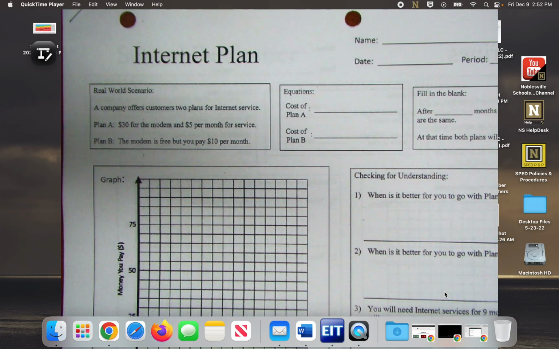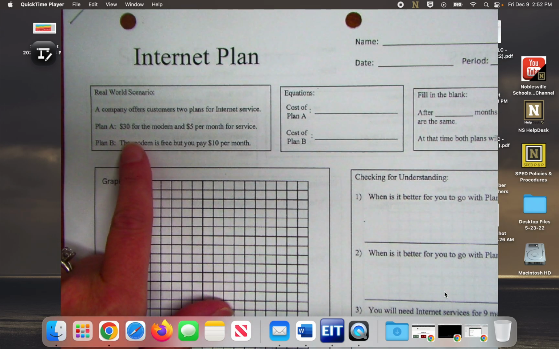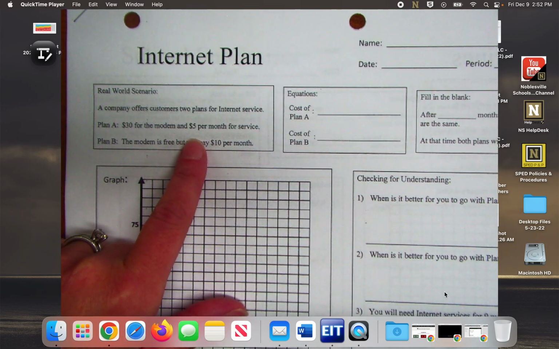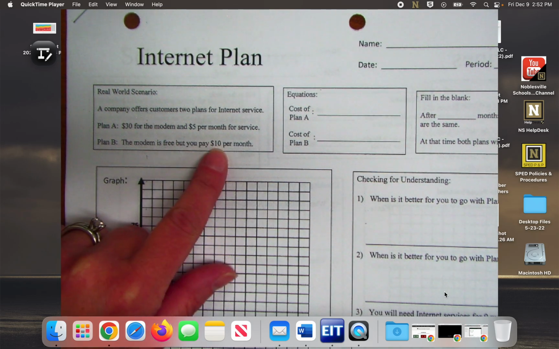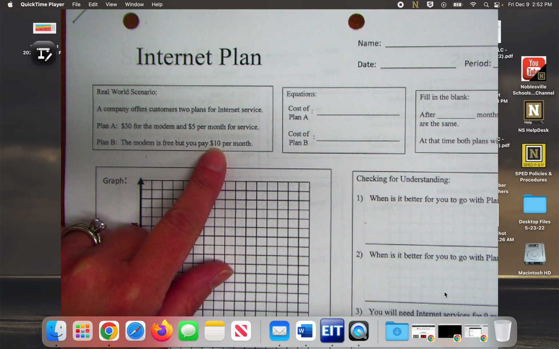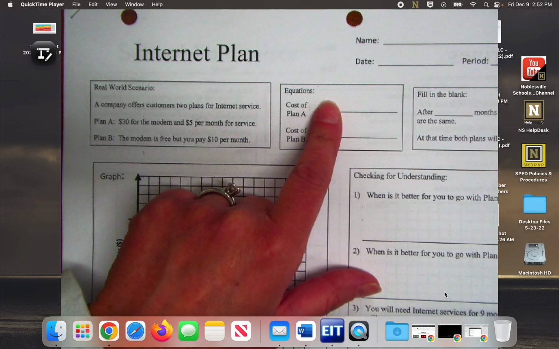We have two internet plans, right? Plan A, $30, $5 per month. Plan B, no cost for the modem, but $10 per month. Okay? So we're going to create an equation.